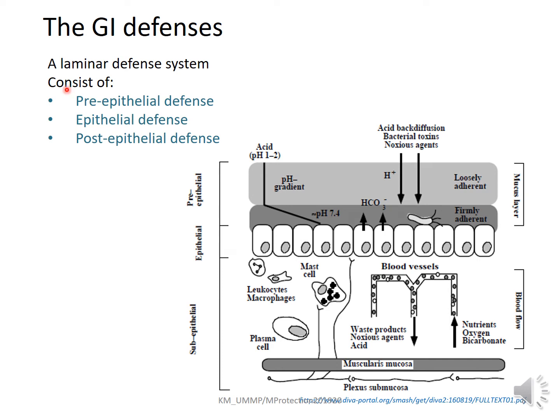Under normal conditions, we have a layered defense system to protect against acid. We have three types of defenses here. Pre-epithelial defense, which is our mucus layer to neutralize the acid. And we have epithelial defense, meaning our epithelial cells themselves act as the physical barrier. And we have sub-epithelial or post-epithelial defense, which comprises blood flow and also the immunological cells.